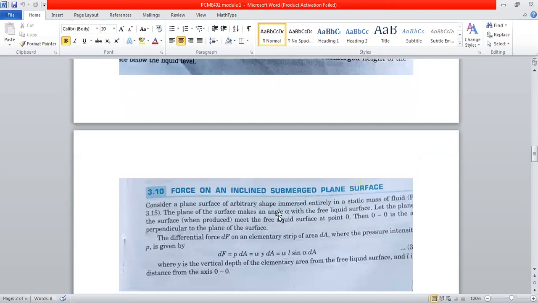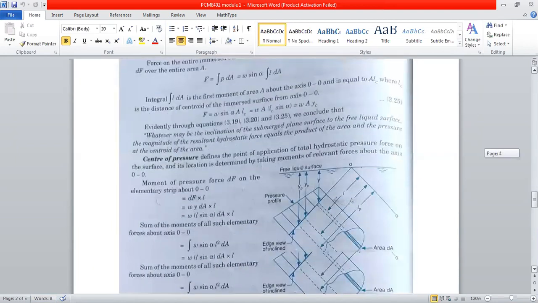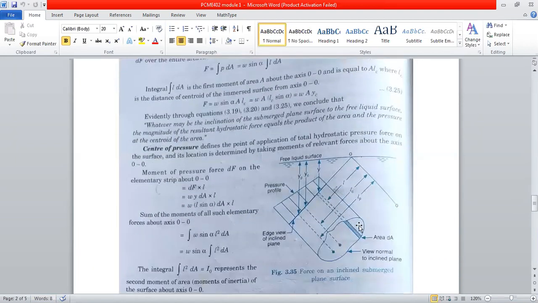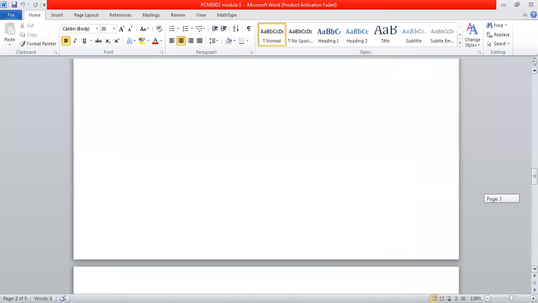The plane of the surface makes an angle alpha with the free liquid surface. That plane, the surface plane parallel to this object, makes an angle theta with the free liquid surface. The angle is theta.